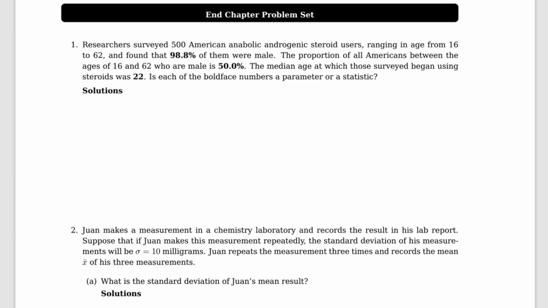Researchers surveyed 500 American anabolic androgenic steroid users ranging in age from 16 to 62 and found that 98.8% of them were male. The proportion of all Americans between the ages of 16 and 62 who are male is 50%. The median age at which those surveyed began using steroids was 22. Is each of the bold-faced numbers a parameter or a statistic?